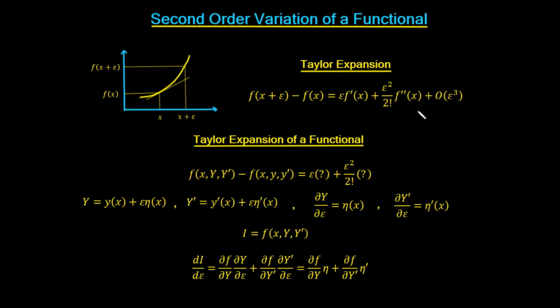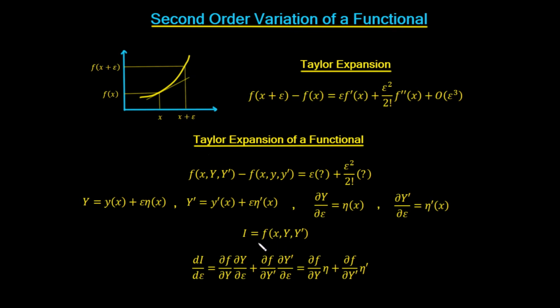Okay, so the second term here will be the second order variation of a functional, which is what we're looking to find. But let's find the first order variation of a functional first of all. So we're going to differentiate this once. In order to differentiate this, you're going to have to use the chain rule.